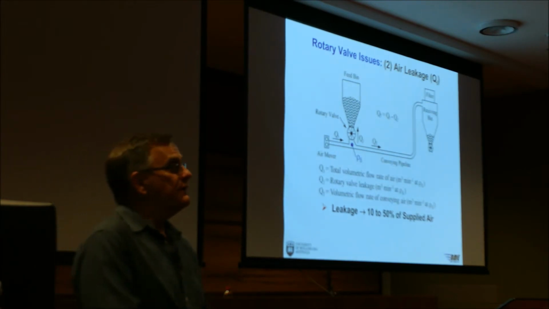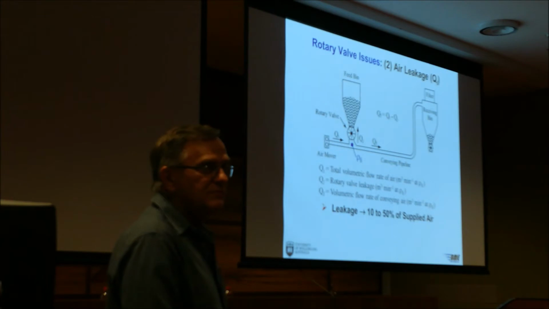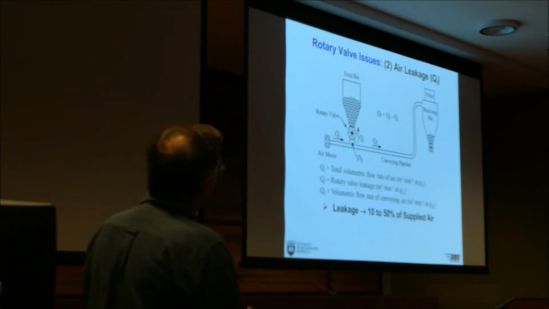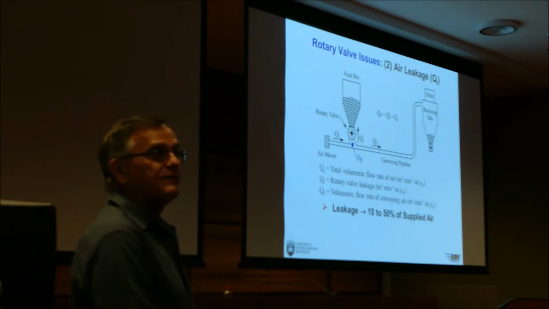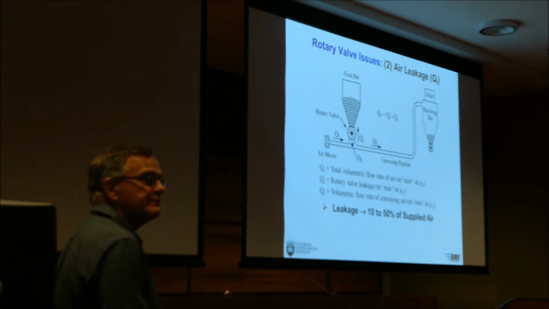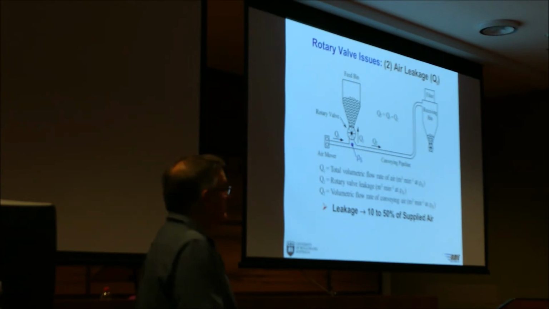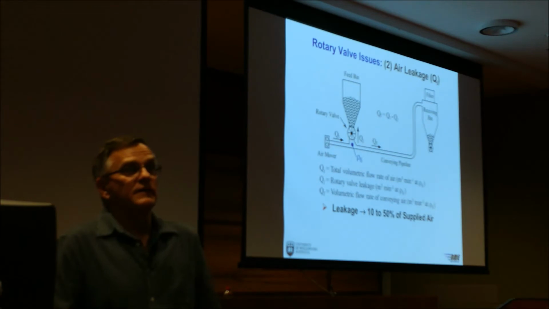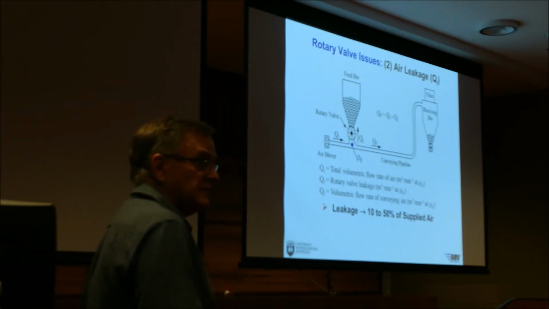Now if you end up being at the 10% end, you can almost get away with it. But if you lose half your air up into your hopper, you've got half of your air left for conveying, and you may be in trouble. You may not have enough air for conveying, and then you suddenly get a blockage in your pipeline. There's not enough air. So if you don't do anything about it, that's the consequence.